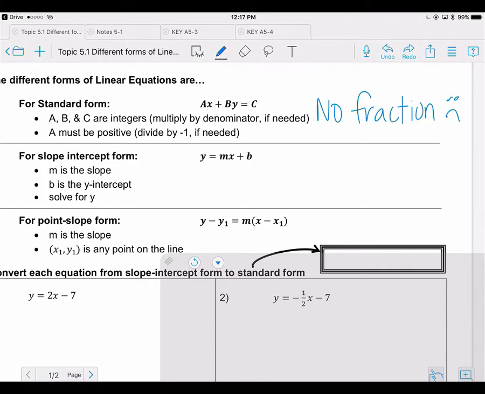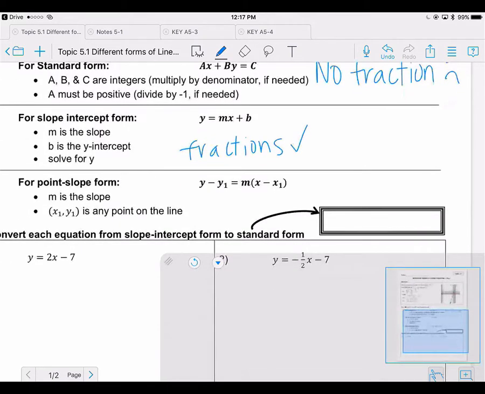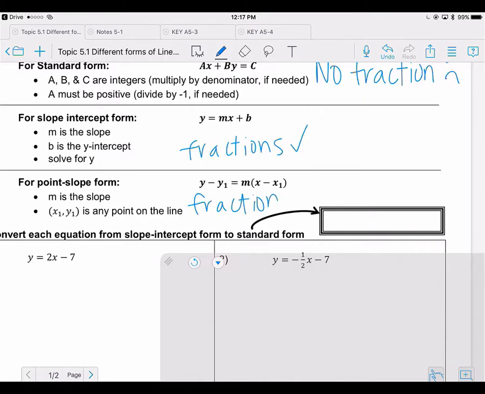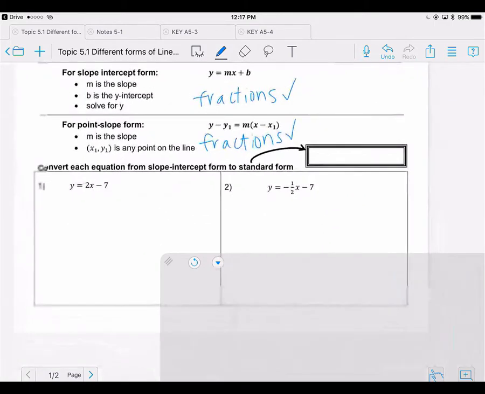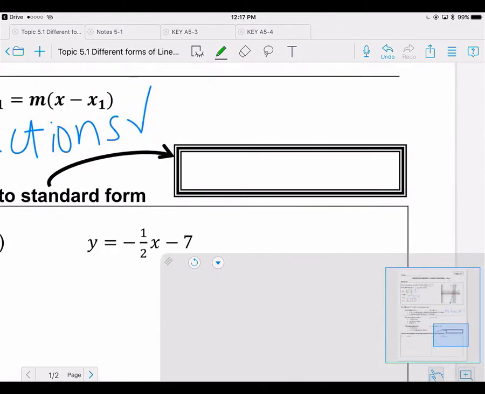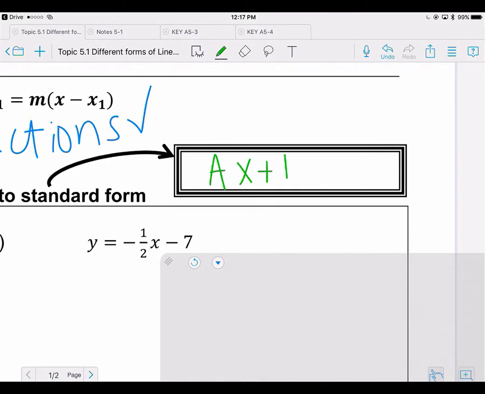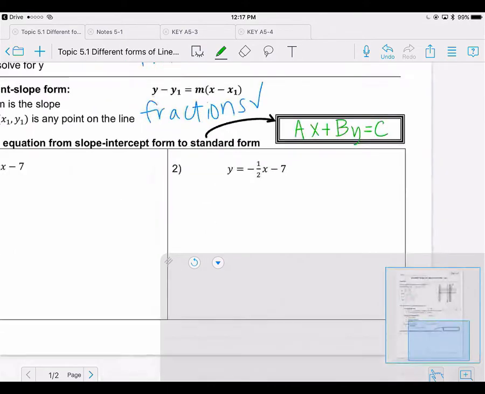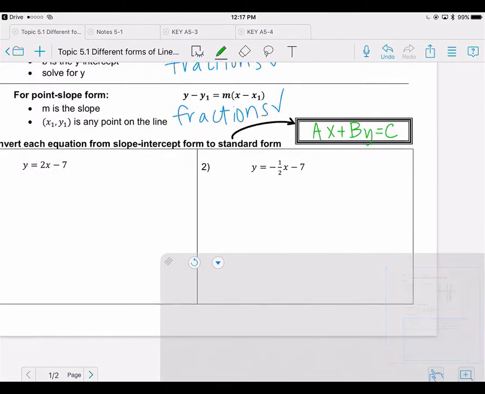So it's very persnickety. Now slope-intercept, m is a slope, b is the y-intercept, we solve for y. This one, fractions are okay. And in point slope, fractions are okay. So we are asked to convert each equation from slope-intercept to standard. Remember, standard is the proper ax plus by equals c. So a couple of things to note: x and y are on the same side, a has to be positive, and we can't have fractions.